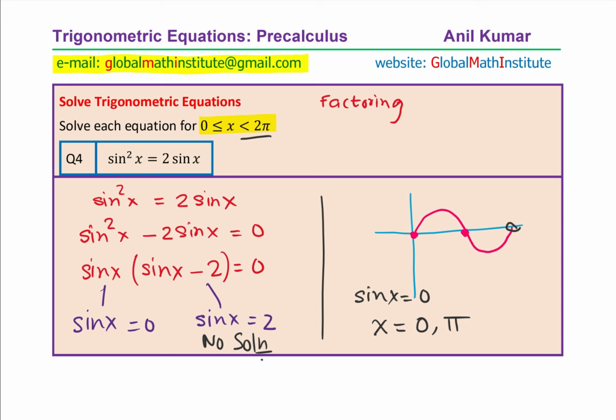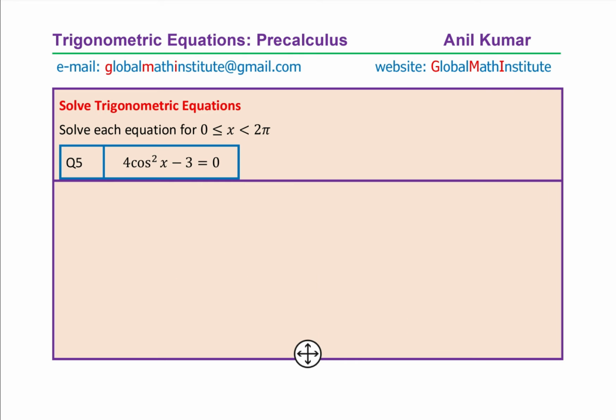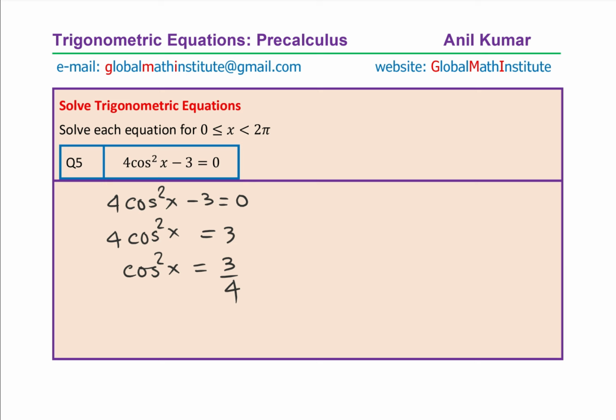Perfect. So let's move on and take the next question, which is question number 5. I hope you got the concepts. Here we have 4 cos square x minus 3 equals 0. Let's rewrite. 4 cos square x minus 3 equals 0. So how will you simplify? Well, let's take 3 on the other side. So we get 4 cos square x equals 3. Dividing by 4, we get cos square x equals 3 divided by 4, and then square root, right?